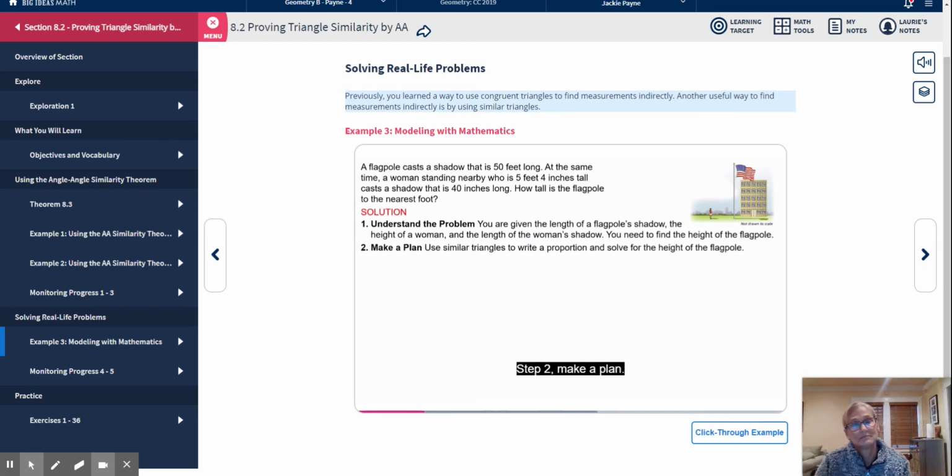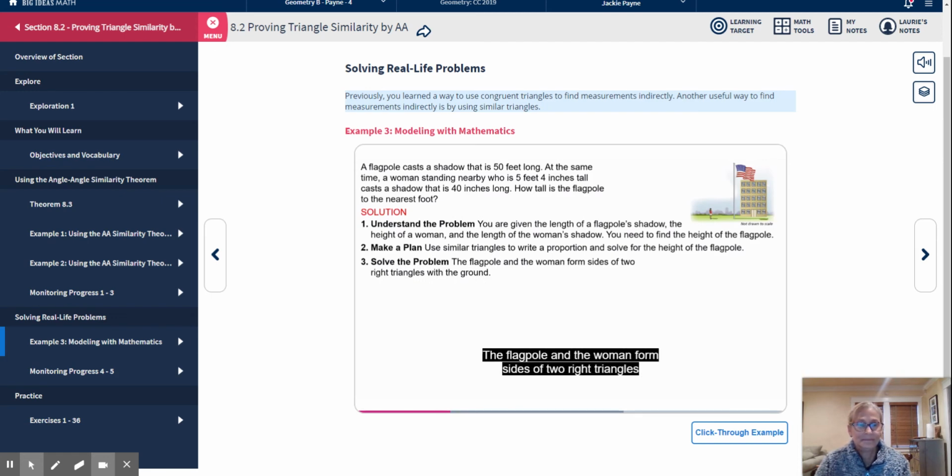Step 2. Make a plan. Use similar triangles to write a proportion and solve for the height of the flagpole. Step 3. Solve the problem. The flagpole and the woman form sides of two right triangles with the ground. The height of the larger triangle represents the height of the flagpole, and the base of the larger triangle represents the shadow of the flagpole. You are looking for the height of the flagpole, so let x feet represent the height of the flagpole. The flagpole casts a shadow that is 50 feet long, so label the base of the larger triangle 50 feet.